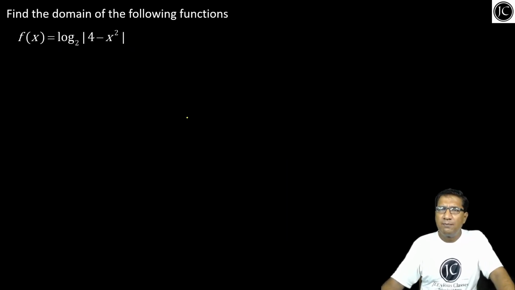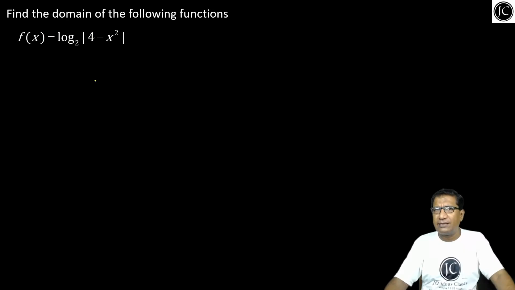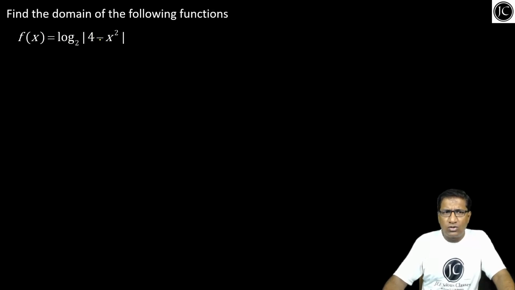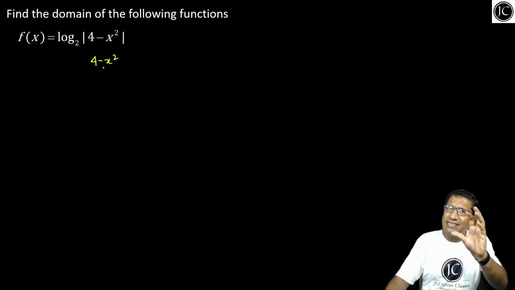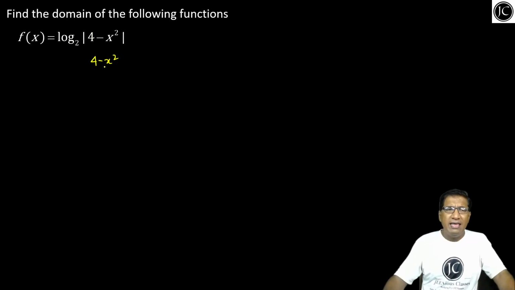So this question, log base 2 modulus of 4 minus x square. बच्चों देखो, 4 minus x square is always greater than or equal to 0 because modulus function is always greater than or equal to 0. So I'm not concerned about this 4 minus x square whether it will be negative or positive. Because whether this is negative or positive, to me, it doesn't matter. Why? Because there is a modulus sign, so it will always be greater than or equal to 0.